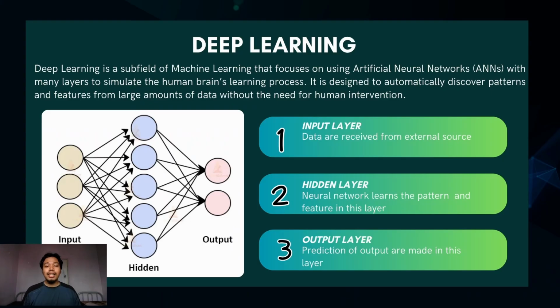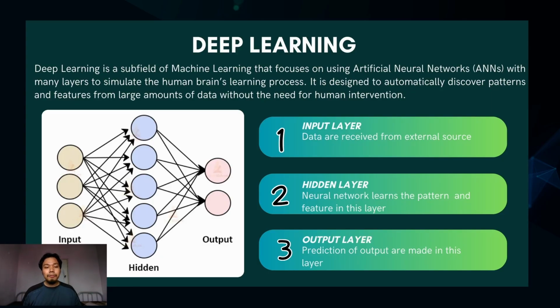Introduction. Deep learning. Deep learning is a subfield of machine learning that focuses on using artificial neural networks with many layers to simulate the human brain's learning process. It's designed to automatically discover patterns and features from a large amount of data without the need for human intervention.